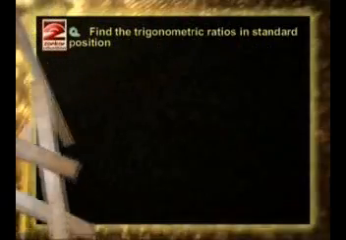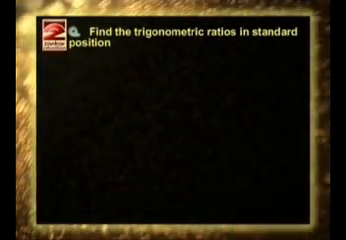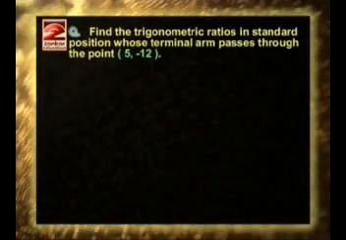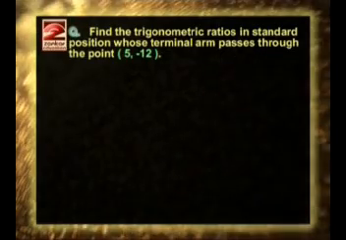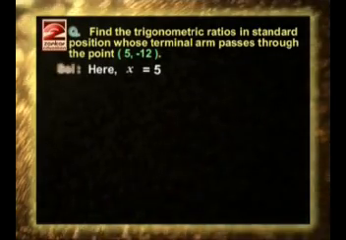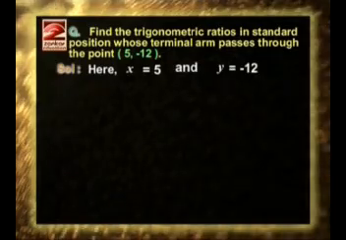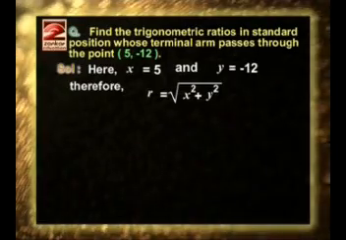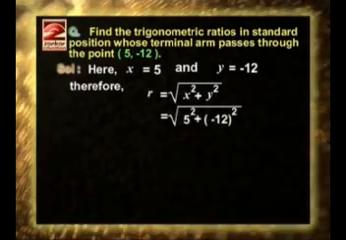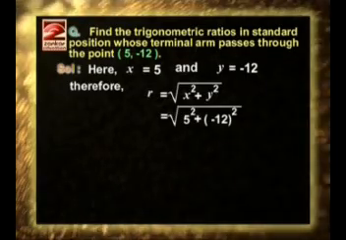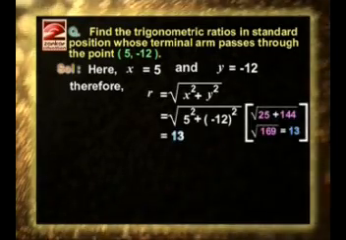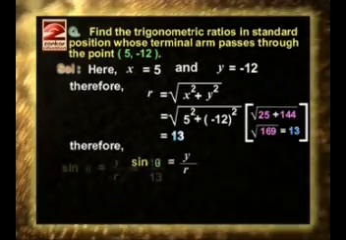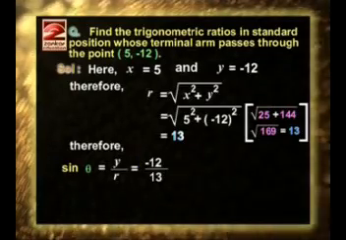Now the question: find the trigonometric ratios in standard position whose terminal arm passes through the point (5, minus 12). Here x is equal to 5, y is equal to minus 12. Therefore, r is equal to under root of x square plus y square, that is equal to under root of 5 square plus (minus 12) square, that is equal to 13. Therefore, sin theta is equal to y upon r, that is equal to minus 12 upon 13.